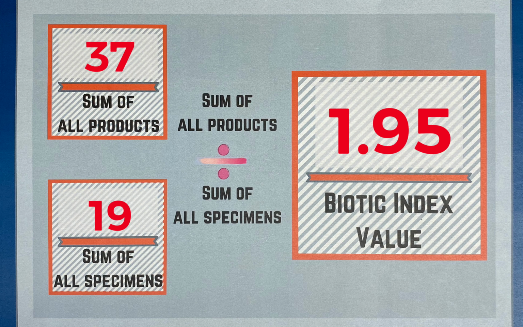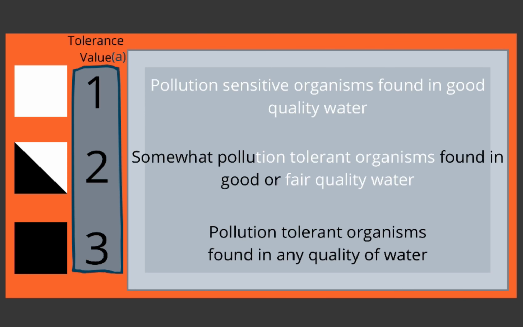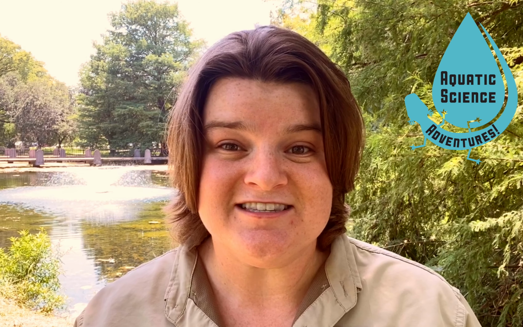Once again, your Biotic Index Value can range between 1 and 3, with 1 indicating high water quality and 3 indicating a negatively impacted site. So, did your predictions about your specimens hold up against your calculations?